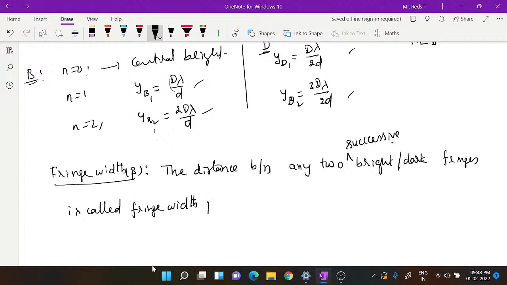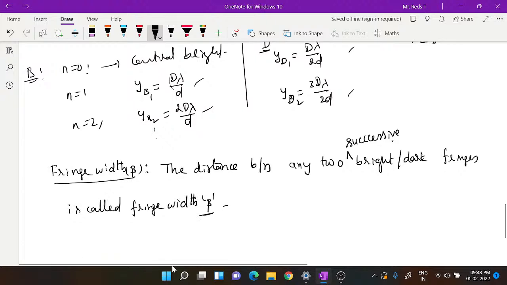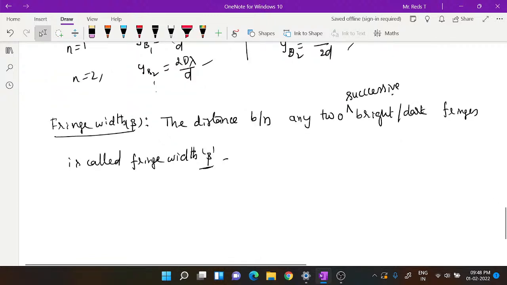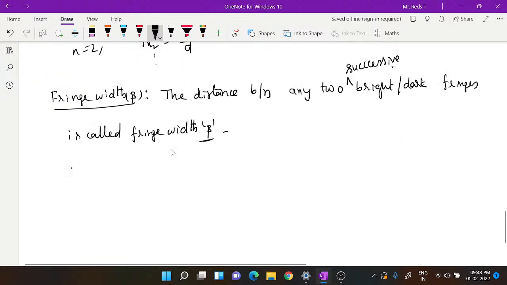It is denoted by beta. So how can you calculate the fringe width mathematically? The position of the first bright fringe is this, the second bright fringe is this. Likewise, you can guess the position of the nth bright fringe. It is given by n D lambda by d, capital D by small d. So n D lambda by d is the position of the nth bright fringe.